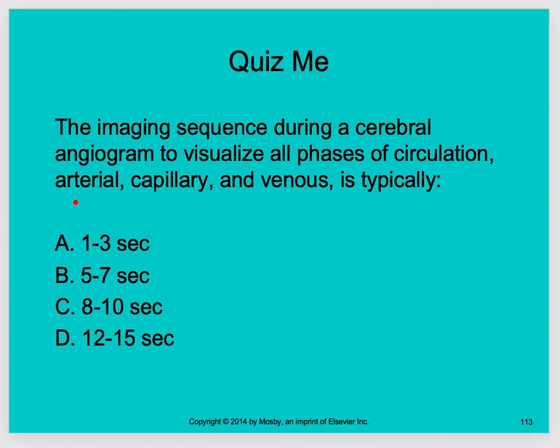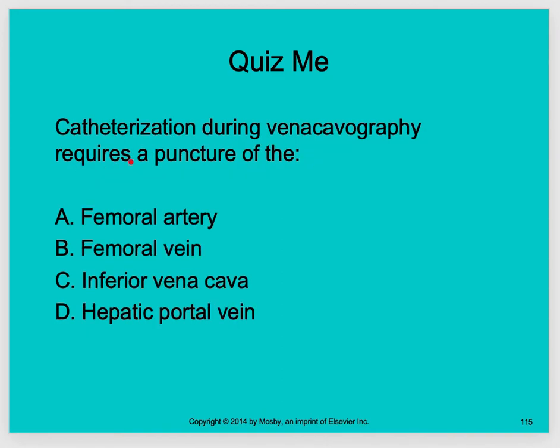So the next quiz-me. The imaging sequence during a cerebral angiogram to visualize all phases of circulation, arterial, capillary, and venous, is typically what? 1 to 3, 5 to 7, 8 to 10, or 12 to 15 seconds. So go back and look in that book to see what those phases of circulation are. And the answer is 1 to 3 seconds. You will get circulation, arterial, capillary, and venous. So 1 to 3 seconds is typical.